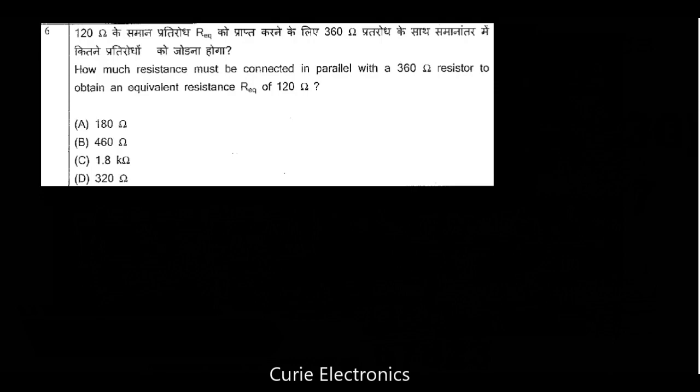How much resistance must be connected in parallel with a 360 ohm resistor to obtain an equivalent resistance of 120 ohm? So we have a 360 ohm resistor, and we have to find the value of the other resistance. Let it be R1. Now R2 we don't know, but the equivalent resistance we know. RT equals R equivalent equals 120 ohm.